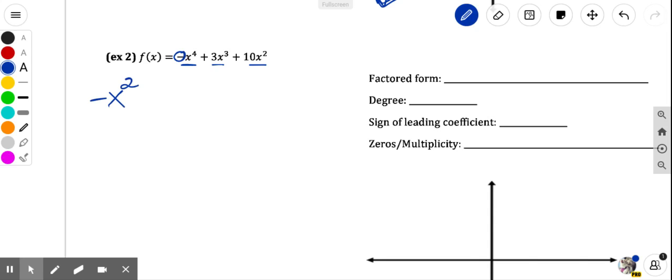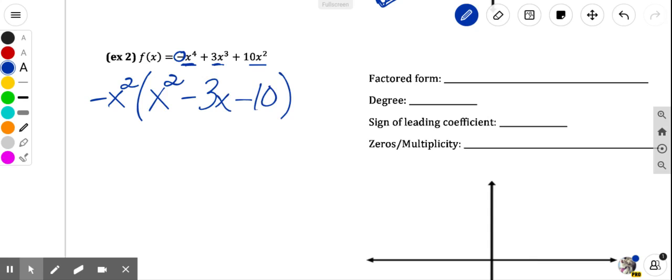So it's negative x squared that we're going to put on the outside. Then you have to think about, what do I multiply negative x squared by to get to negative x to the 4th? It's going to be x squared. Then the middle one is going to be negative 3x. And the last one is going to be negative 10.